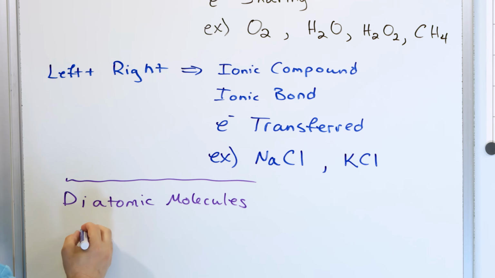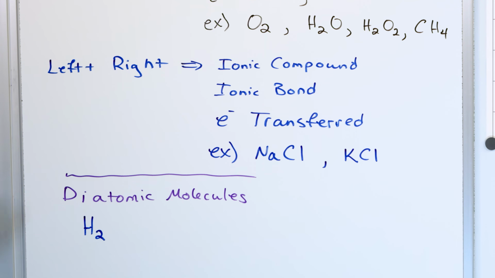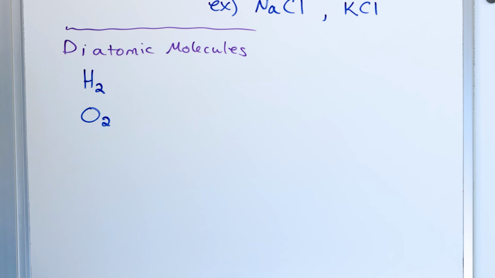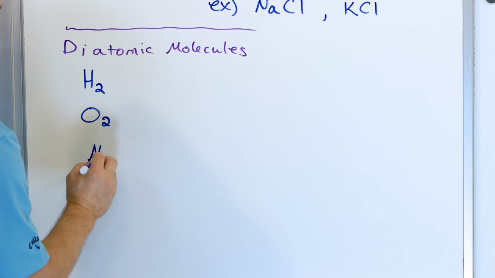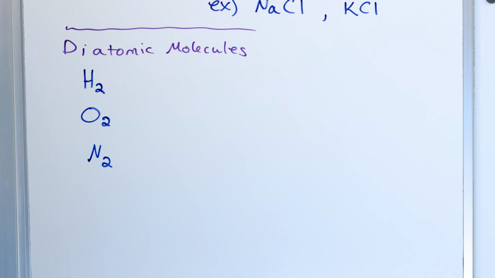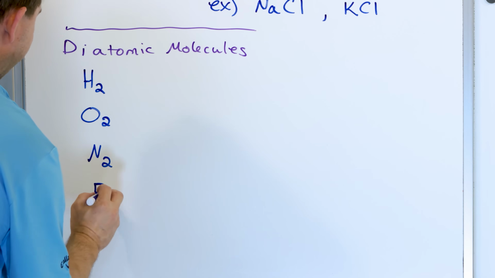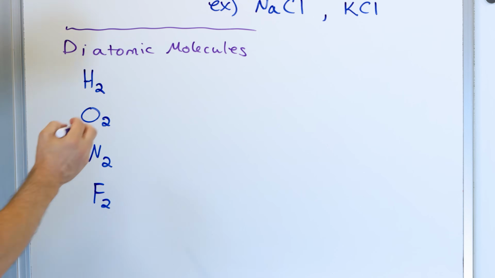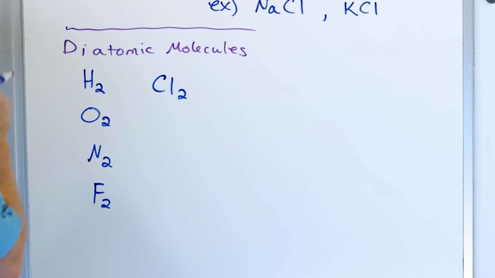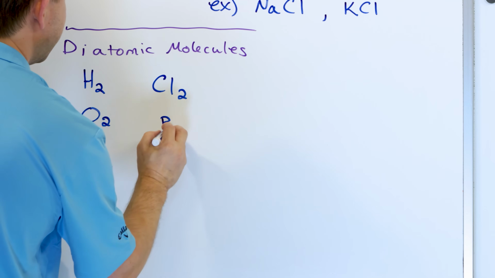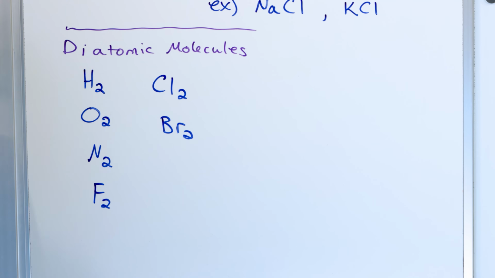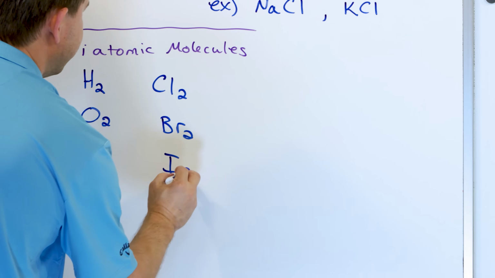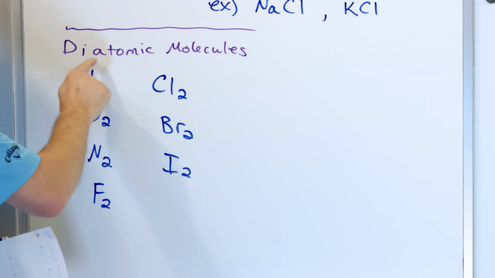But we just need to talk about the idea that there are certain atoms that just like to bond to themselves. Hydrogen does not exist by itself. Really, it almost always exists bonded to itself. 2 atoms of hydrogen bonded together, we call it H2. Oxygen likes to bond to itself. We call it O2. Nitrogen, we call it N2. Fluorine, F2, it bonds to itself. Chlorine, we call Cl2. Bromine, we call it Br2. And iodine bonds to itself. We call it I2. These are called the diatomic molecules.